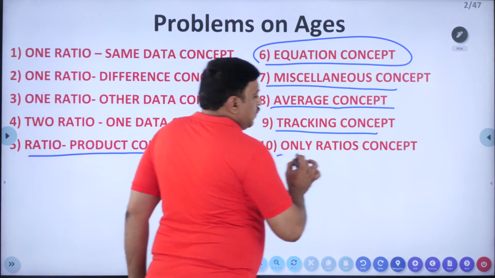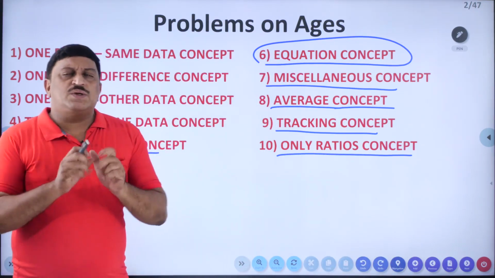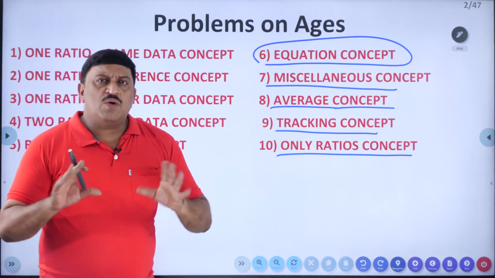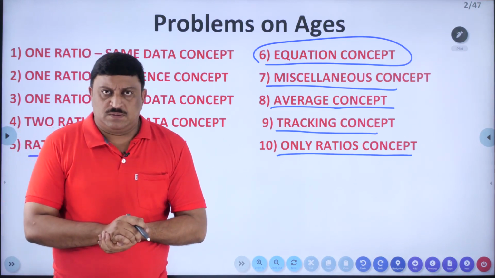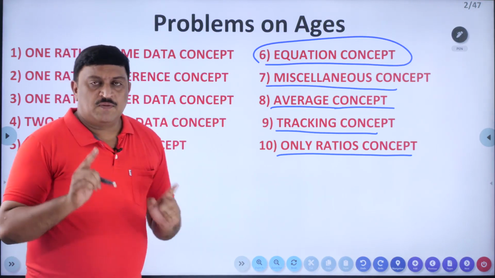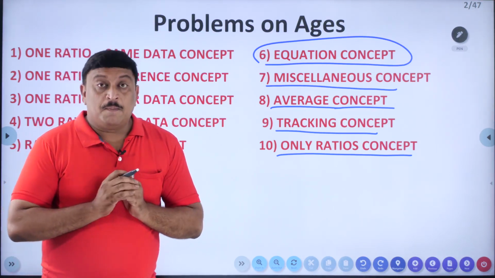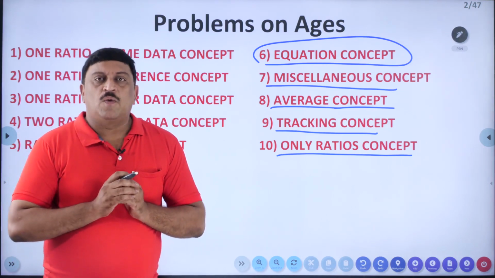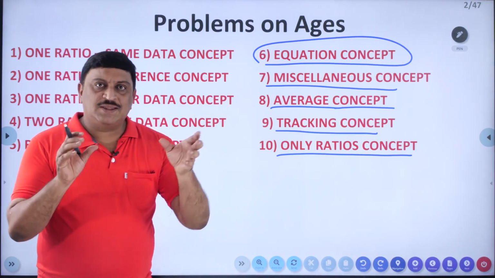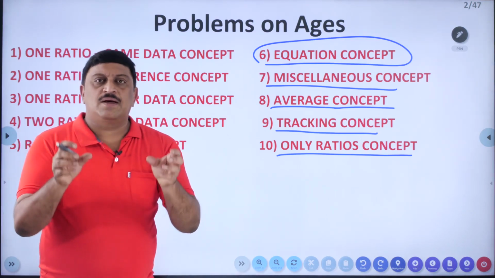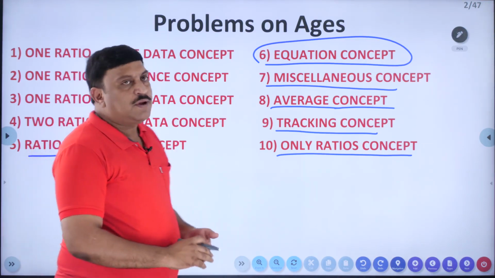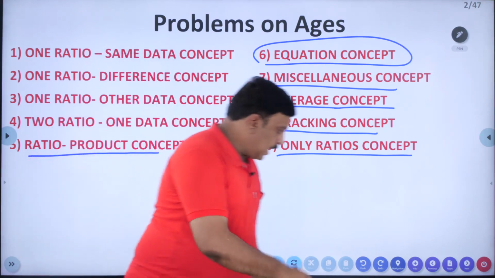And this one is only the ratios concept. If only ratios are given, what to do? Nothing else is given, no other data is given. Then what is the concept? What do you have to learn? Very crucial, that one. So all these 10 we are discussing in detail. Before that, we have to learn what a ratio is and how to form a ratio. Ratio is not a different thing, it is general usage that we use in our daily life only. So let us start now with our basic ratio.